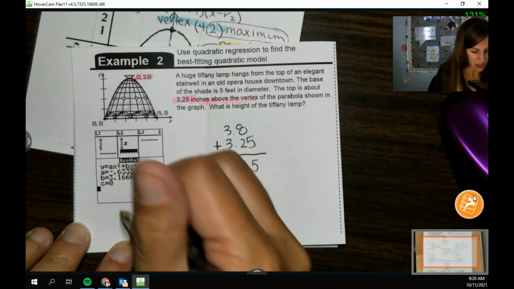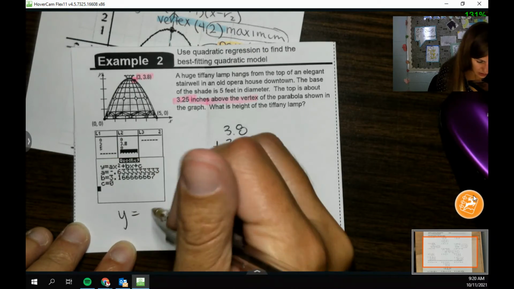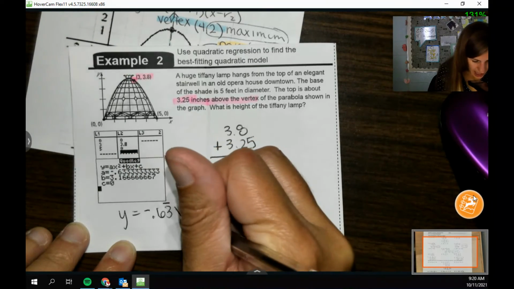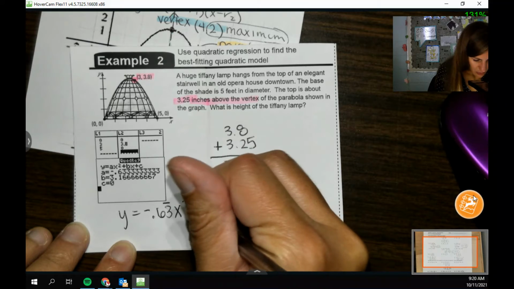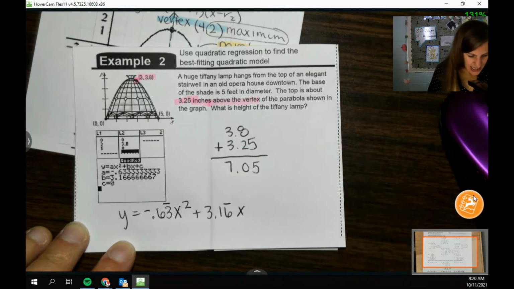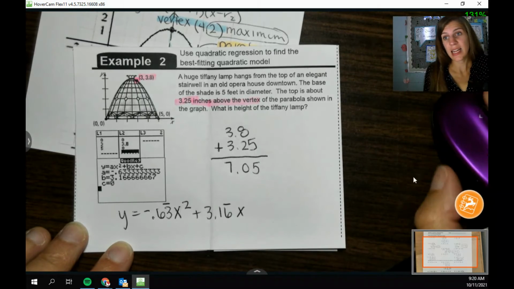Now also over here, we can write our equation. They just went through and did all that fun stuff for us. So we have y equals negative 0.63 repeating x squared plus 3.16 repeating x plus 0. So I kind of don't need that.